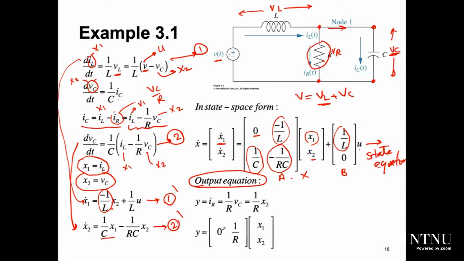Write it in matrix notation. So it will be this vector multiplied by this vector. Coefficient of X1 is 0. Coefficient of X2 is 1 divided by R. So we can say that Y equal CX. So this one will be the output equation.